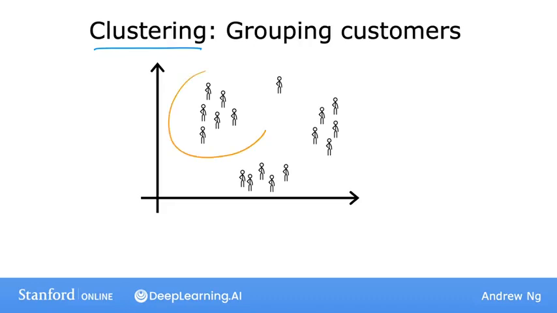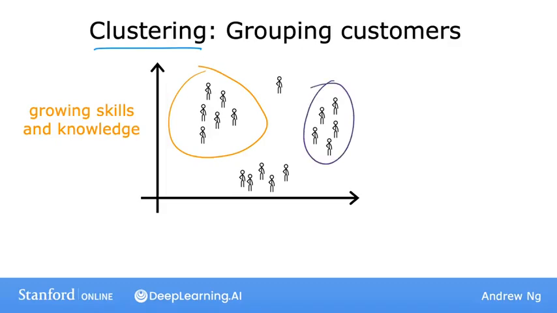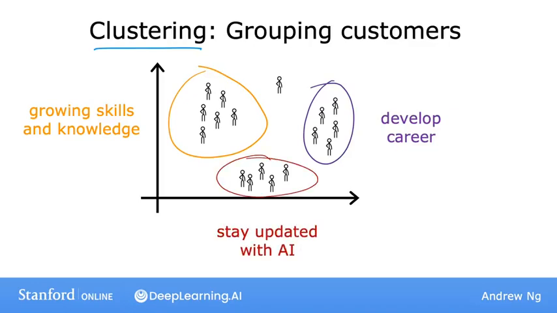One group's primary motivation is seeking knowledge to grow their skills. Perhaps this is you, and if so, that's great. A second group's primary motivation is looking for a way to develop their career. Maybe you want to get a promotion or a new job or make some career progression. If this describes you, that's great too. And yet another group wants to stay updated on how AI impacts their field of work. Perhaps this is you. That's great too.